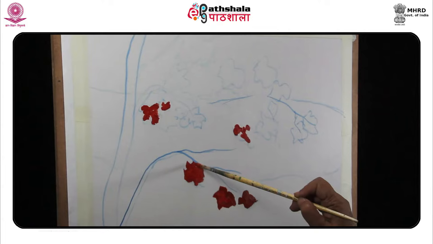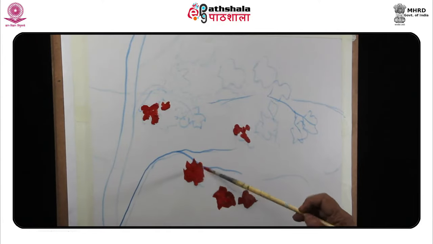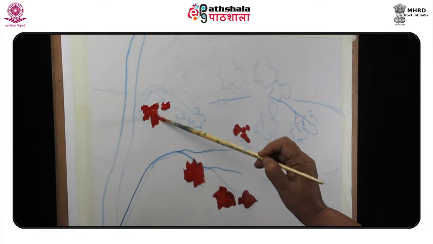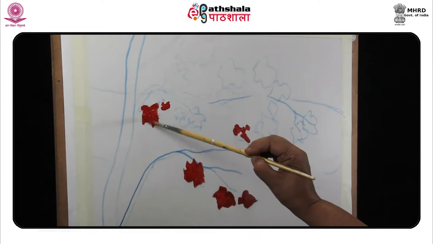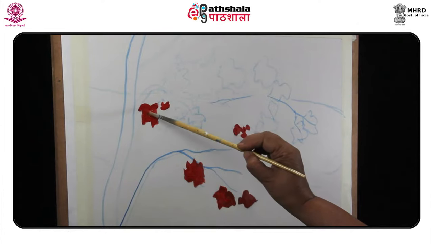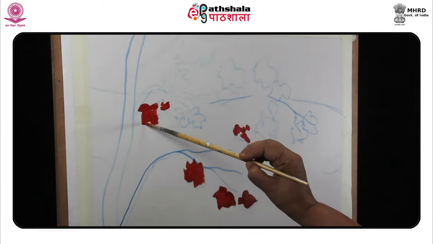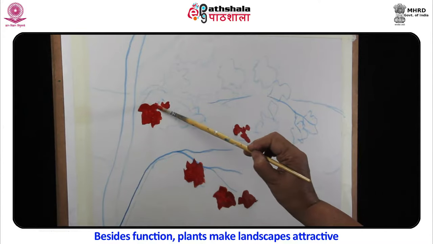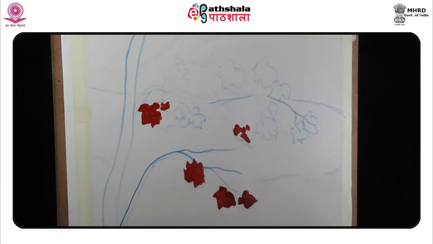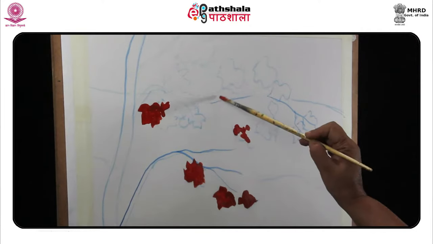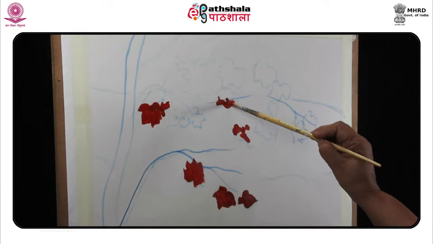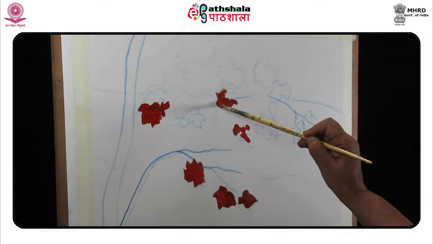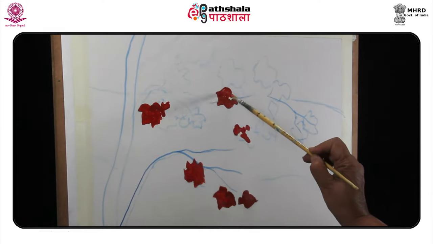There are many things to consider when designing an expressional landscape. Plants play an important role in making landscapes function well for both human and natural system. Besides functions, plant makes landscape attractive. A landscape full of colorful and interesting plant combinations generates attention and can direct people towards the focal point.